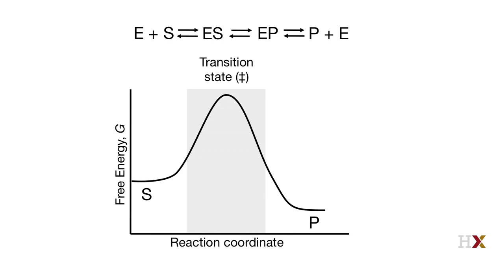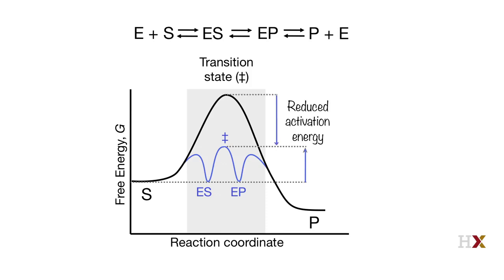All of these complexes, all these intermediates of the reaction, are stabilized by the enzyme, so they have a low free energy. And as a consequence, the activation energy in the presence of the enzyme is reduced. And when the activation energy is reduced, then the reaction will proceed faster. So that's how an enzyme can accelerate the reaction.